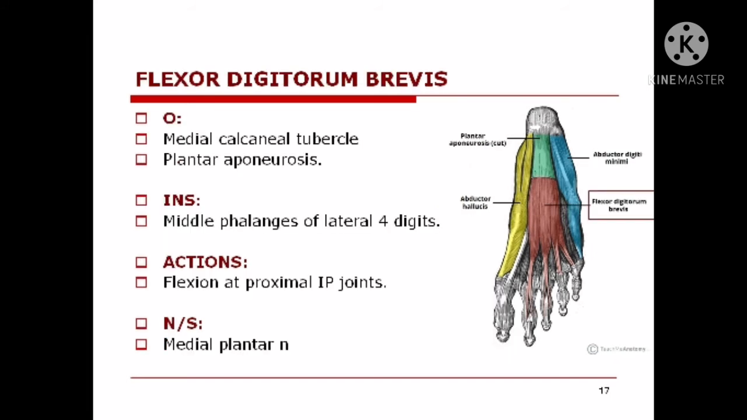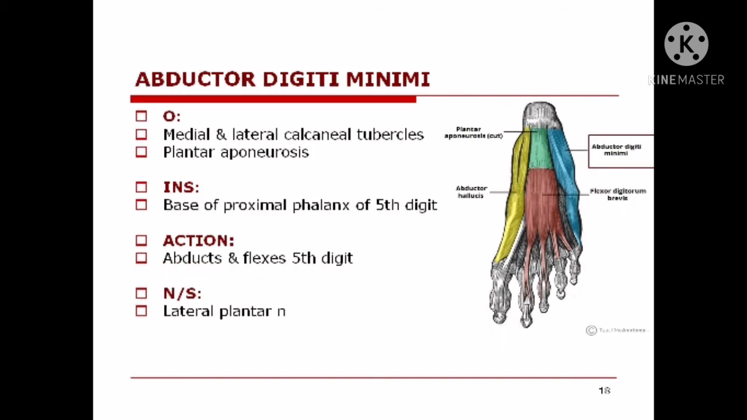The flexor digitorum brevis muscle arises from the medial calcaneal tubercle and the plantar aponeurosis. It inserts upon the middle phalanges of the lateral 4 digits. Its action is to flex the proximal interphalangeal joint, and it assists the long flexor tendons, and its nerve supply is the medial plantar nerve.